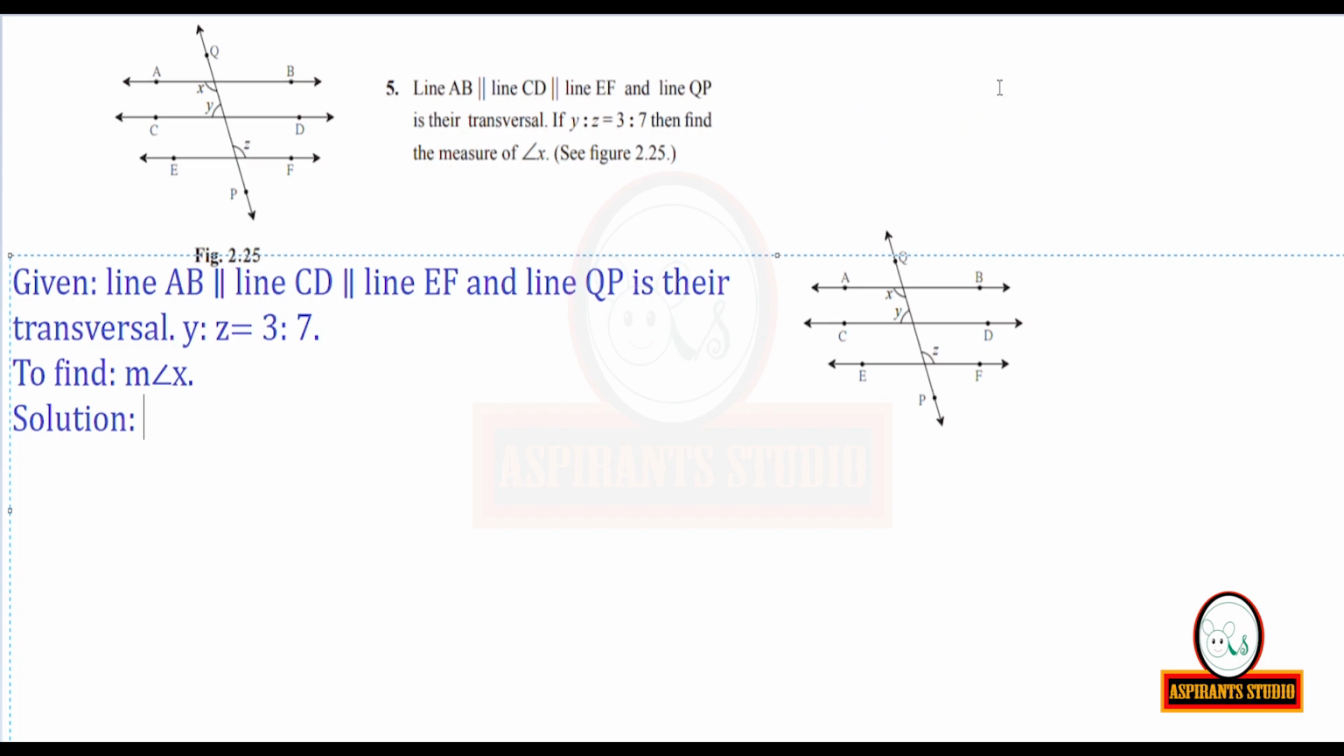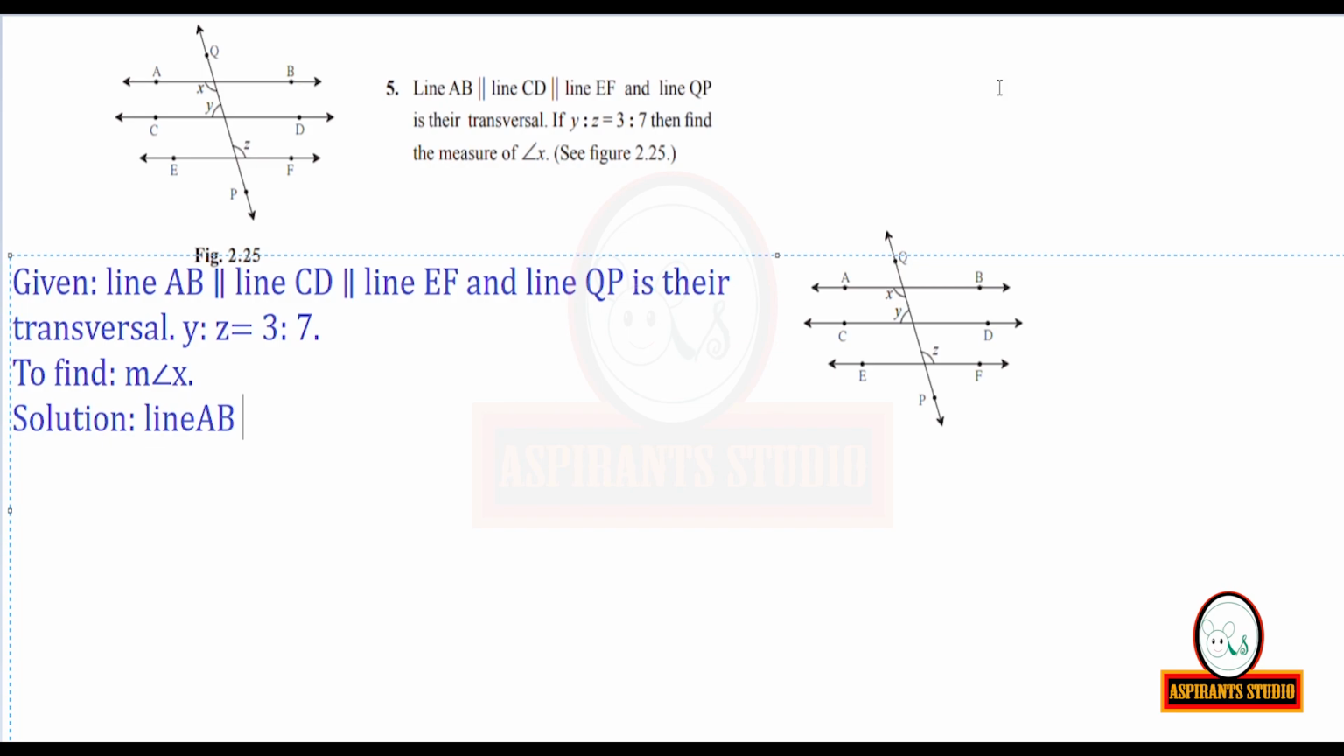Question number 5. Line AB is parallel to line CD, is parallel to line EF, and line QP is their transversal. Also you are given Y is to Z is equal to 3 is to 7. You have to find the measure of angle X.